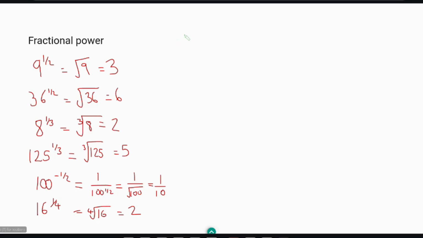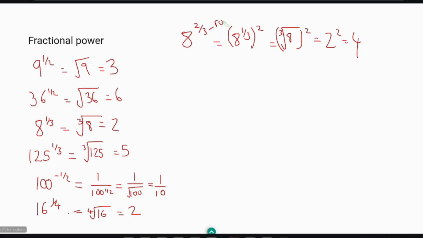Okay, now, what if we had then 8 to the power 2/3? Well, this is the same as 8 to the power of a third to the power 2, which is the same as the cube root of 8 all squared. Cube root of 8 is 2, 2 squared is 4. So here we have the denominator of your fraction is the root and the numerator is your power, which is how I remember it.